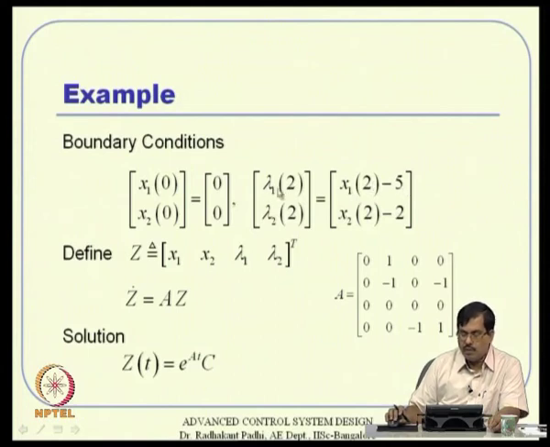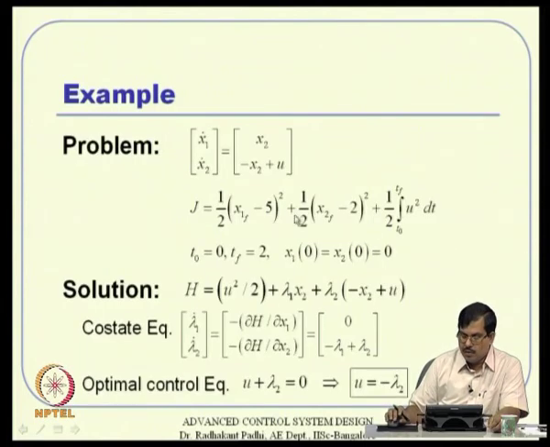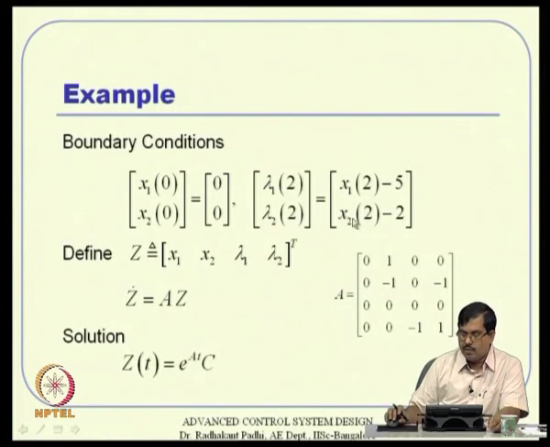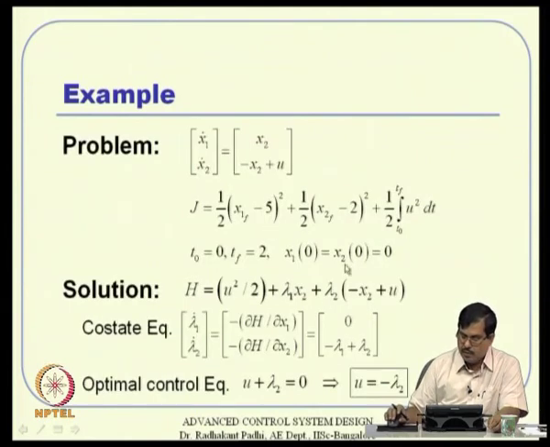That means the lambda 1 of 2 needs to satisfy this equation, and lambda 2 of 2 needs to satisfy a similar equation actually. So, how do you do that? That is the question now.